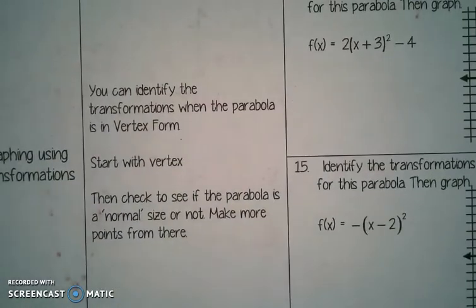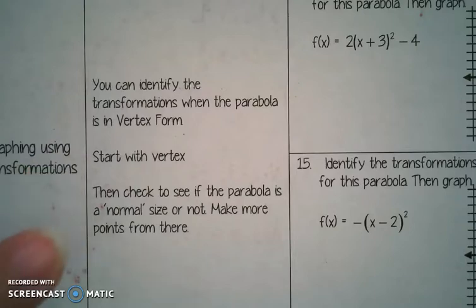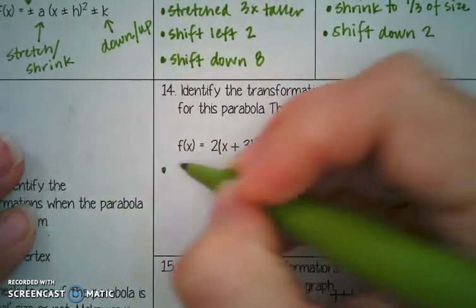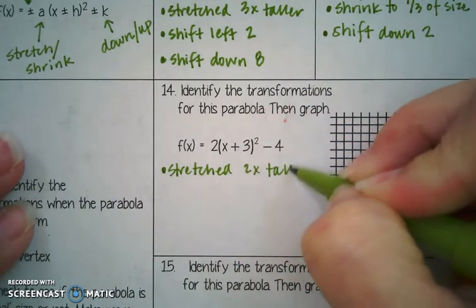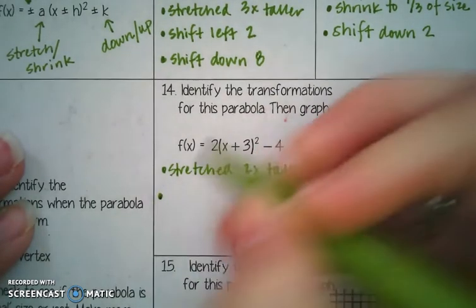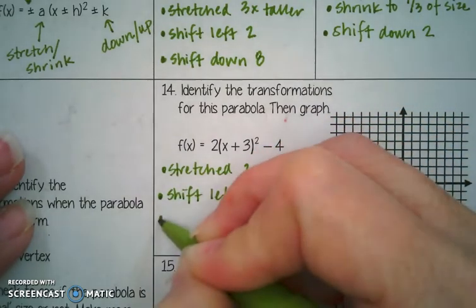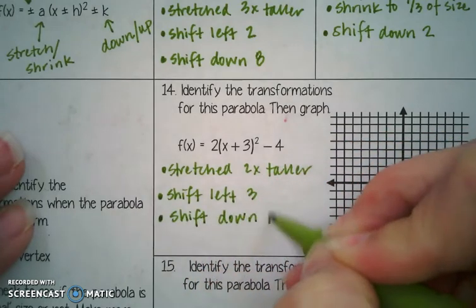All right, so the last part on this chart is just doing all of this together. So what we're doing here is we're going to identify the transformations, and then we're going to do the graphing. So we're going to start with the vertex and then check to see if it's normal size and then make the points from there. All right, so it says to identify the transformations. So first it's stretch 2 times taller. This 3 tells me that we are going to shift left 3. And then the -4 says that we're going to shift down 4.